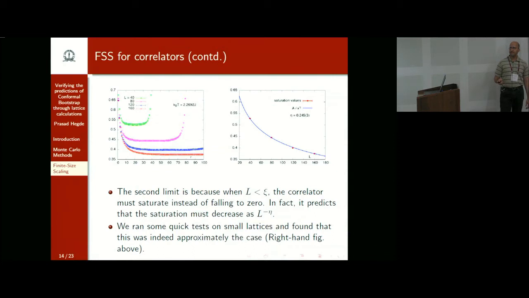So yeah, that's the second limit. In fact, it predicts that this saturation plateau must somehow decrease as L to the minus eta, and some quick tests seem to confirm that this is just the case. This was just a rough fit that I did yesterday, and you see that you get something like eta equal to 2.45. We know the exact value is 0.25. It's almost ballpark, say up to 1.5 sigma or so. And I think it's pretty good for a rough calculation.